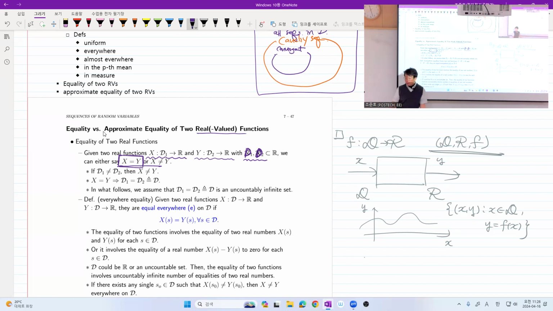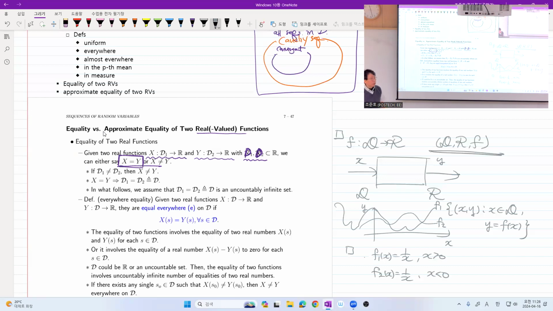If you draw a graph, it's obvious, right? For example, if F1 and F2 graphs have some point in the domain that has different values, they are different. But that is not the only requirement. Their domains must be the same. For example, consider two functions, f1 of x, that is 1 over x for x positive. Consider f2, that is 1 over x for x negative. Let me ask you a question. Are they the same functions?